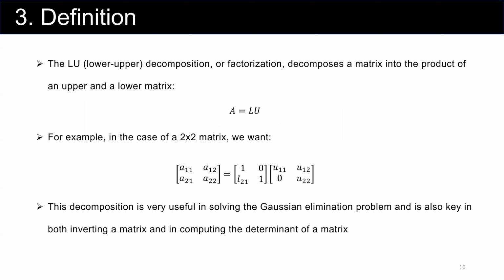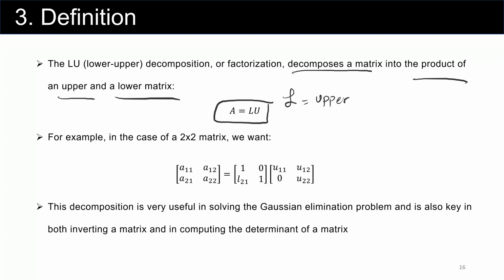All right, the LU or lower upper decomposition or factorization decomposes a matrix into a product of an upper and lower matrix. So A is equal to LU, where U is an upper triangular matrix. What does upper triangular mean? It means all of the elements below the diagonal are 0.